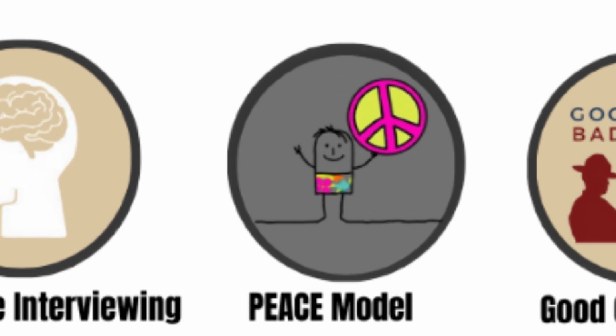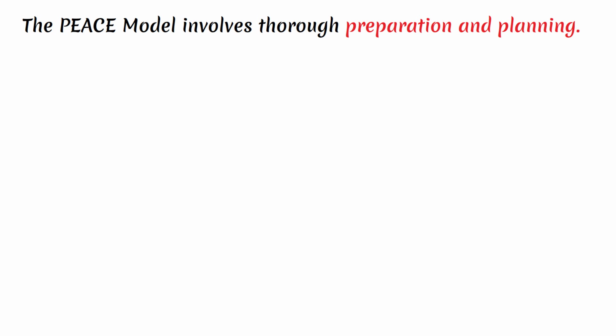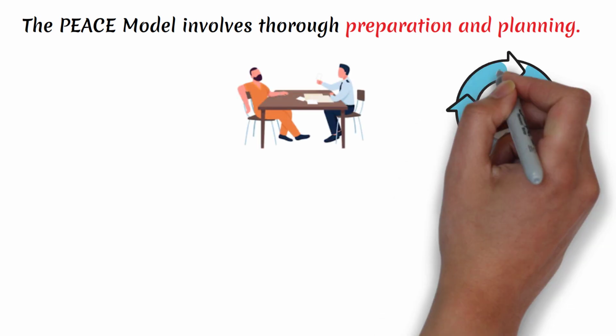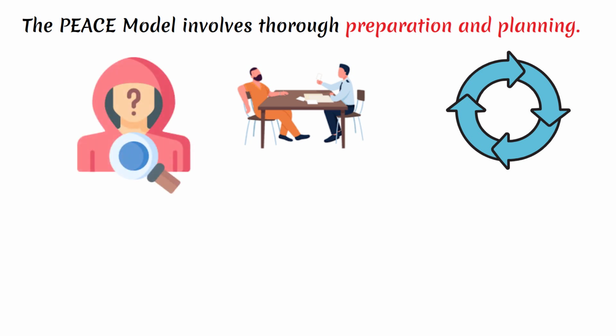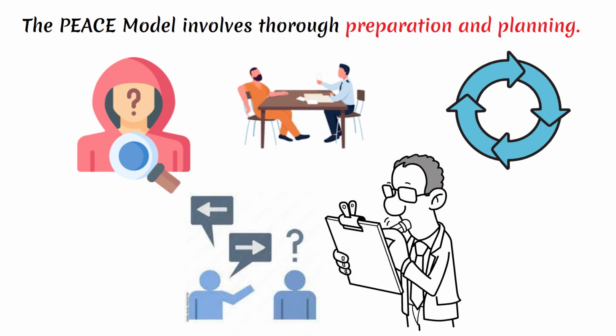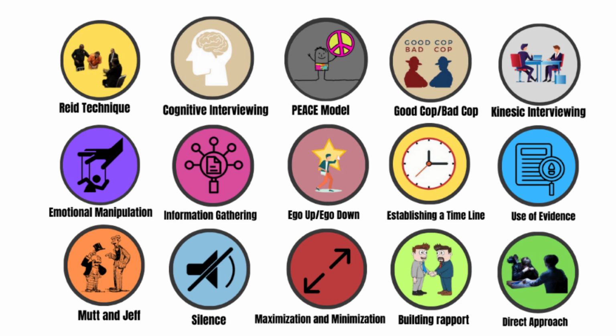Peace model. The peace model involves thorough preparation and planning. The interrogator engages with the suspect, explains the process, and obtains the suspect's account of events. They clarify details and challenge inconsistencies. The session ends with a summary and an evaluation of the information gathered.